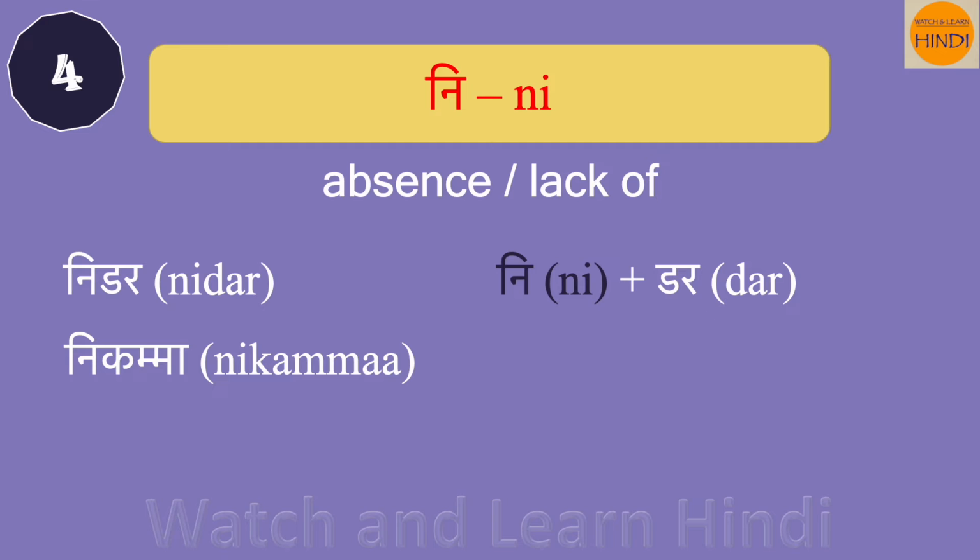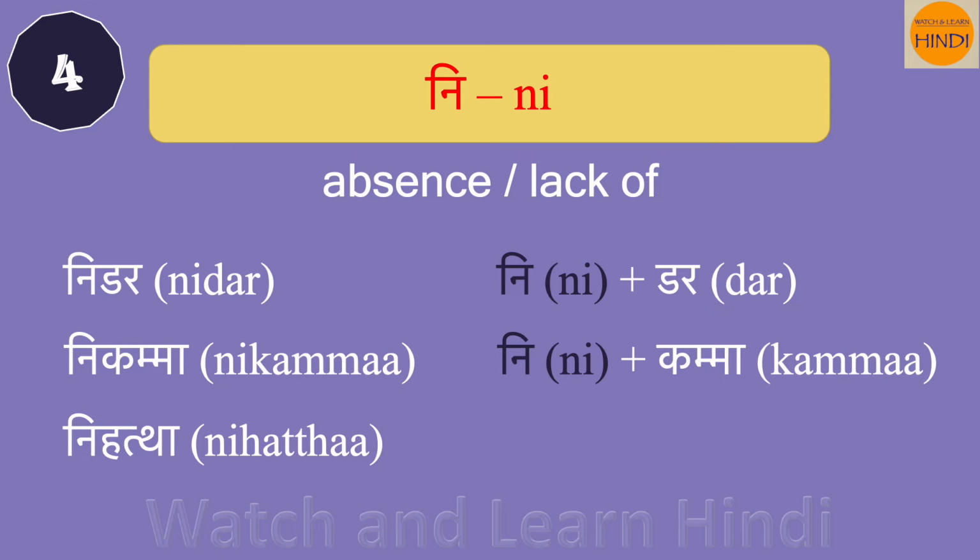Nikamma is ni plus kamma, where the second part comes from the word kam, which means work. So nikamma is referred to somebody who doesn't do any work or somebody who is good for nothing. Nihatha is ni plus hatha, which means not bearing arms, as in weapons, or unarmed. Nihatha.